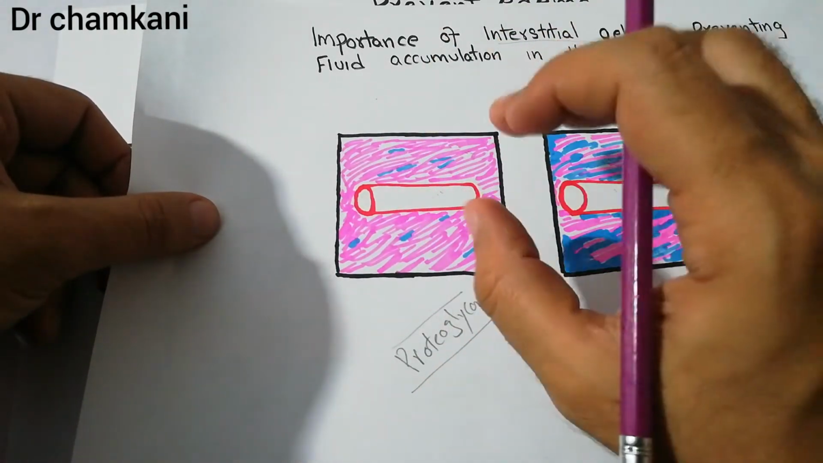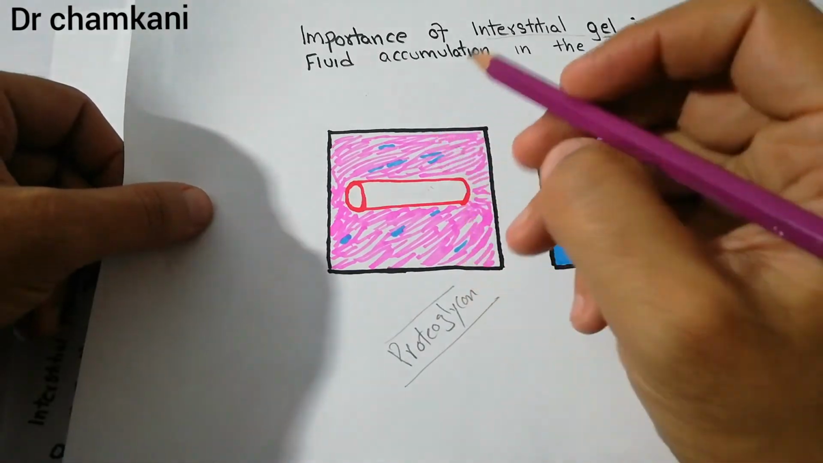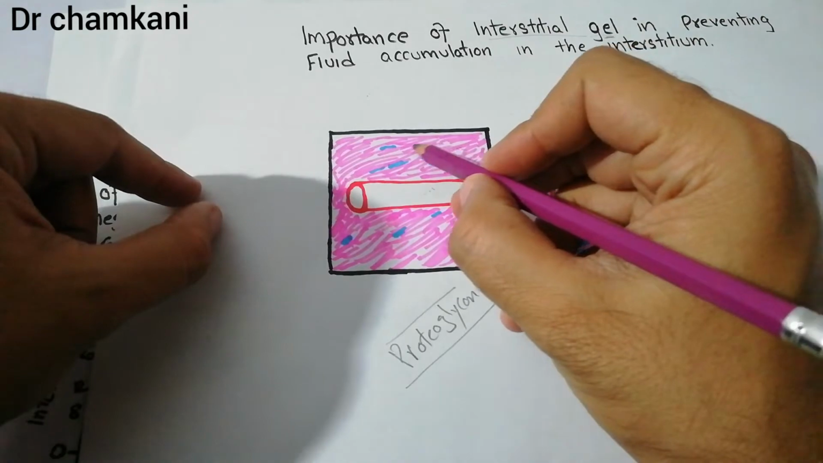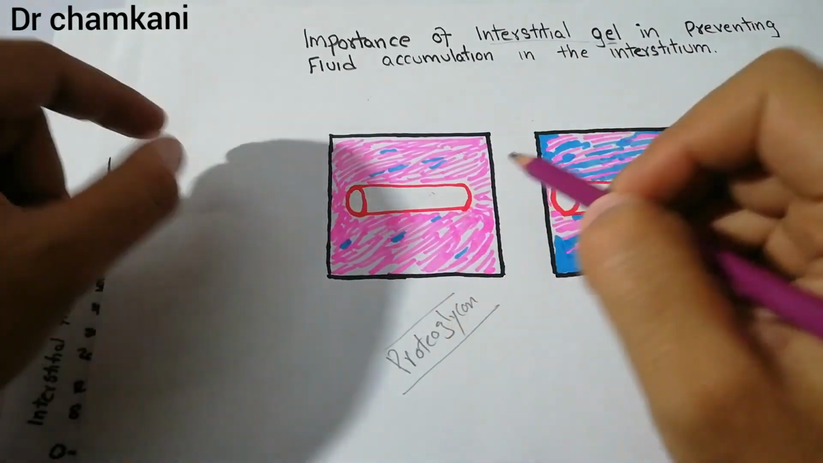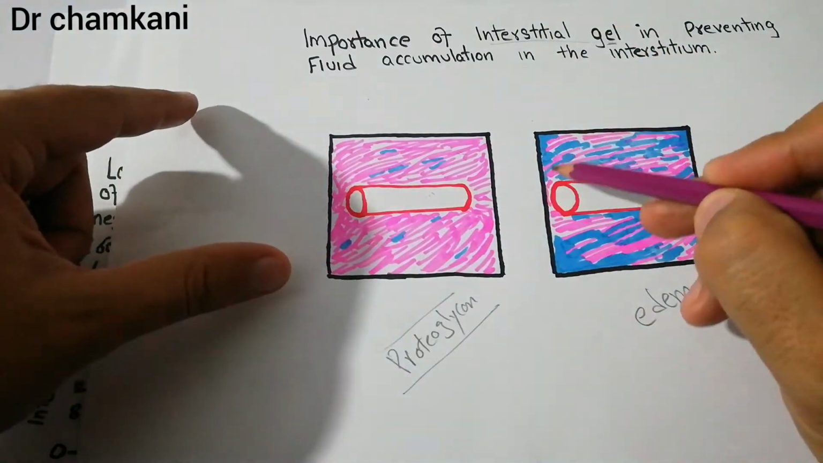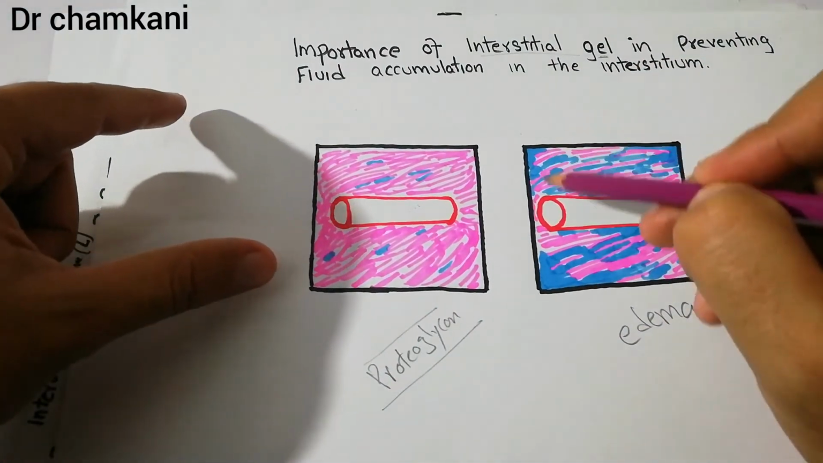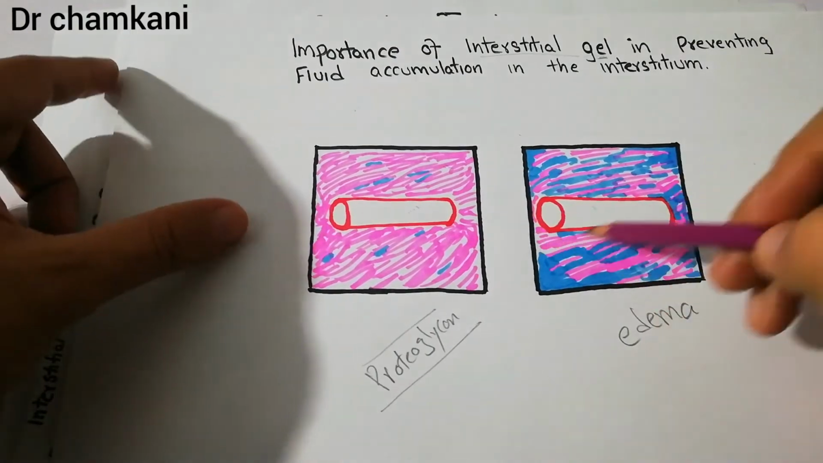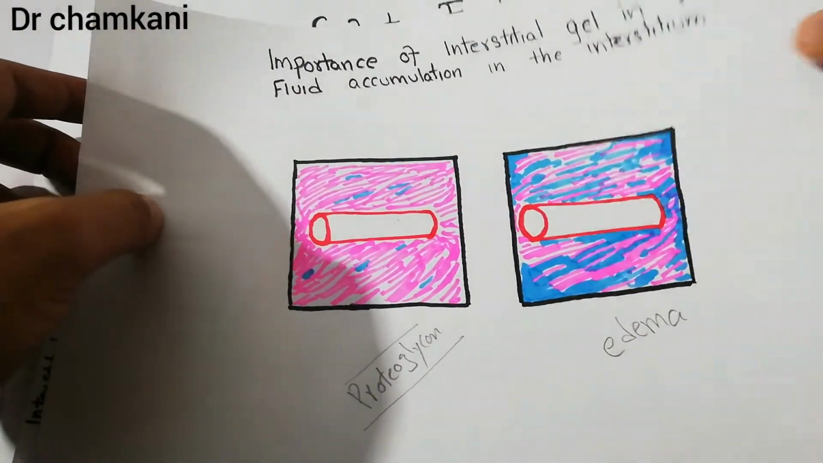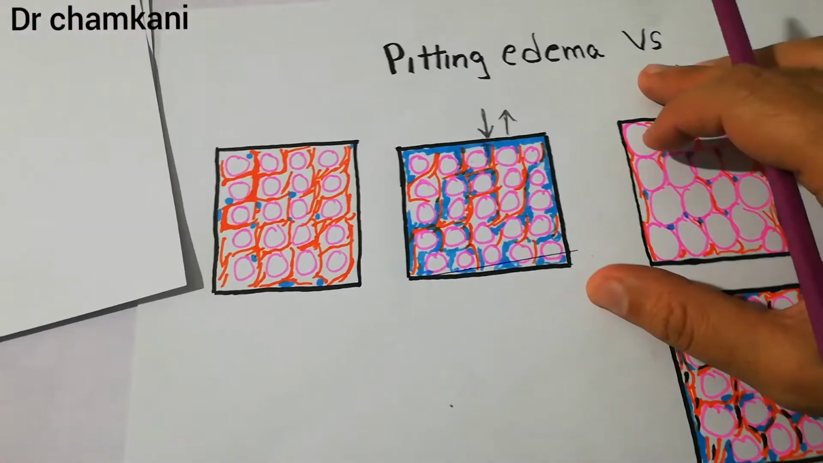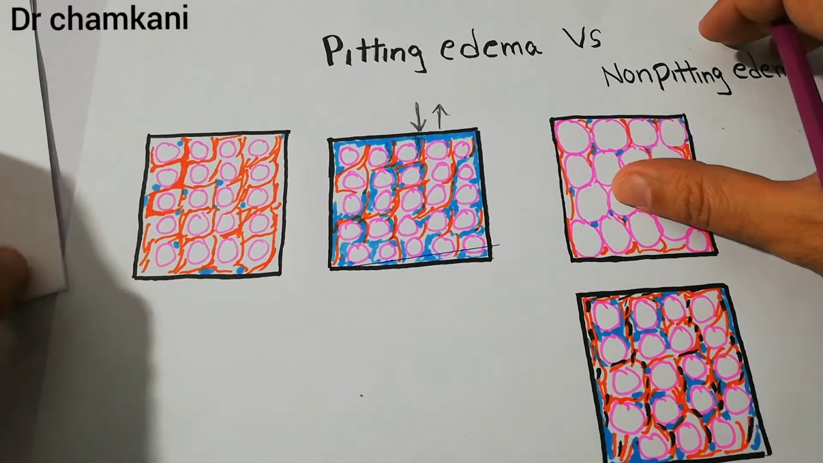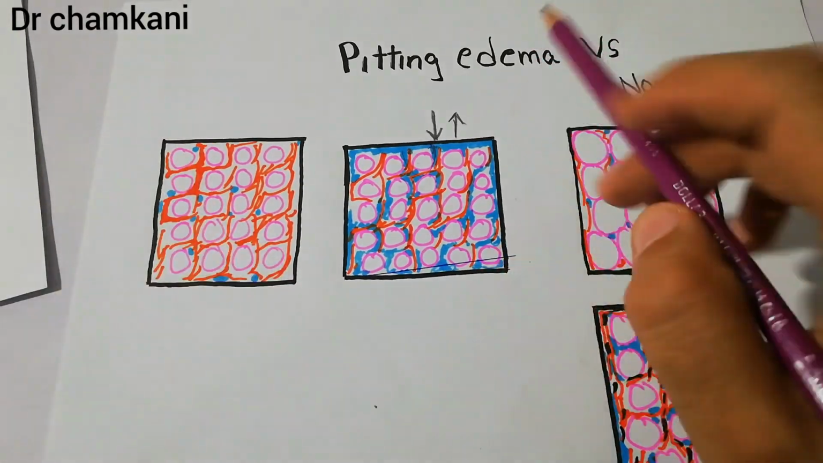The interstitial gel simply means that a small amount of fluid in the interstitium is packed in these filaments, which are proteoglycan filaments. And once the interstitial fluid pressure has increased into the positive, then there is rapid accumulation of free fluid, the fluid which can move freely in the interstitium. When this stage has occurred, then we can say that edema has occurred. And this type of edema, which is due to the accumulation of fluid in the interstitium, is called pitting edema.